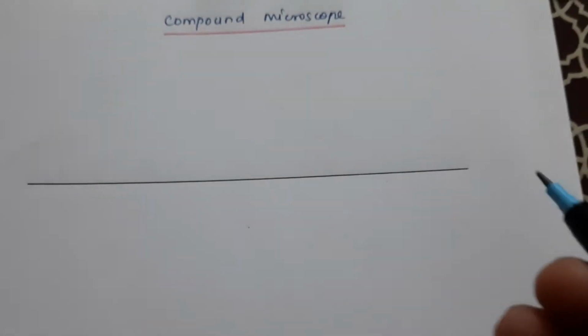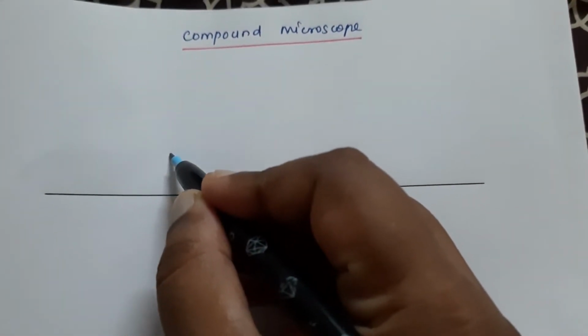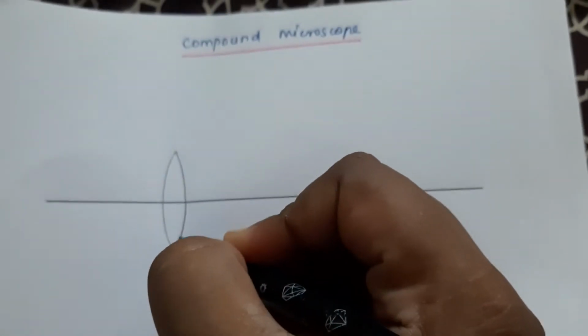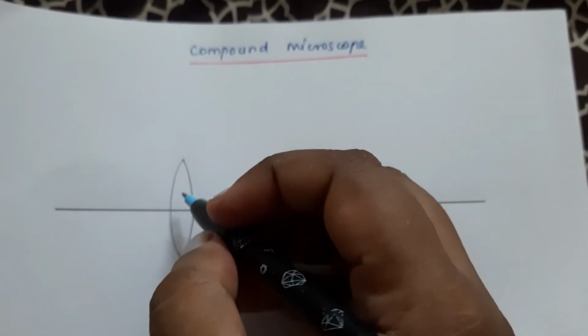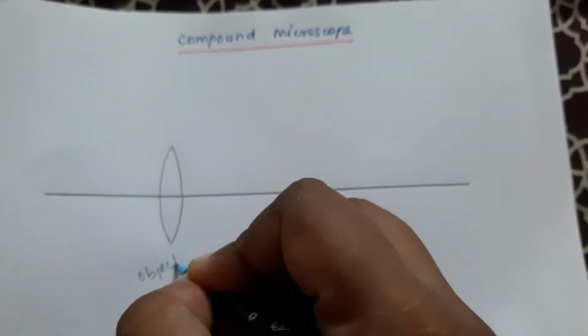Now I'll draw one lens here. This lens I am going to call the objective. Why do we call it the objective? Because it is nearer to the object. So this is your object, and I am marking it as AB.